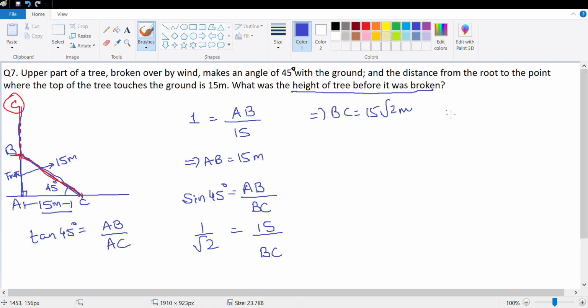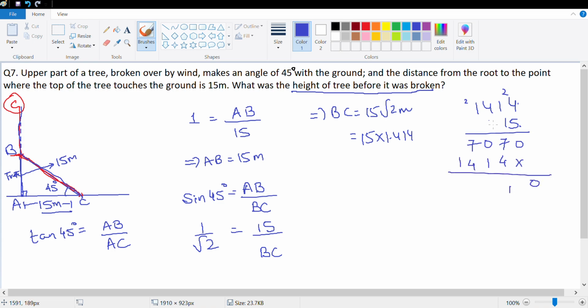I am opening that page. This is 1.414. So I will have to multiply 15 with 1.414. Let's do that multiplication. 1414, this is 15. 5 into 4, 20. 5 and 2, 7. 20. And 5 and 2, 7. This is 4, 1, 4, 1. 0, 11, 2, 11, 2. So that's 3 decimals. So 1, 2, 3. So this is 21.21 meter. Therefore, BC is equal to 21.21 meter.